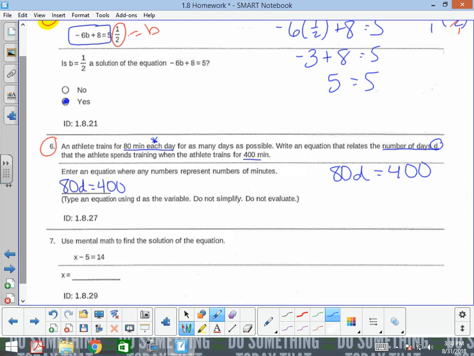All right, number 7, at that one you're just doing mental math again. If you want to add 5 to both sides, that's fine. This answer is 19. Okay. All right, so now you're ready to do the 1.8 homework problems.